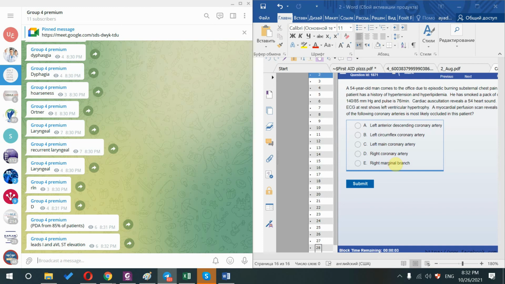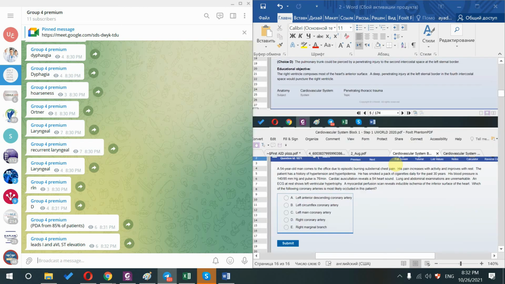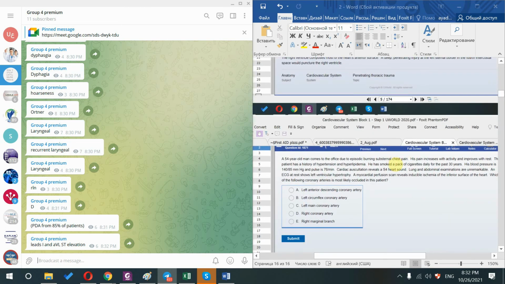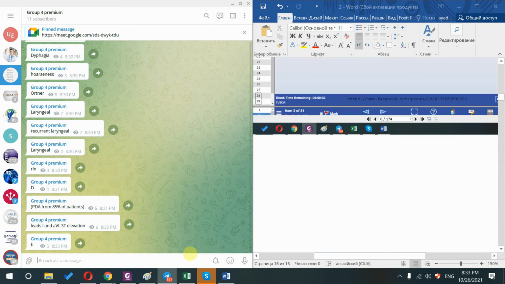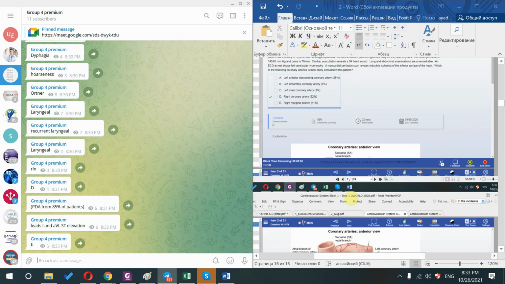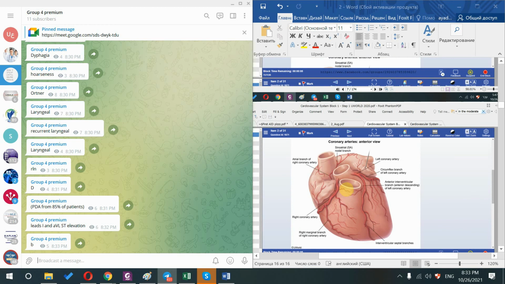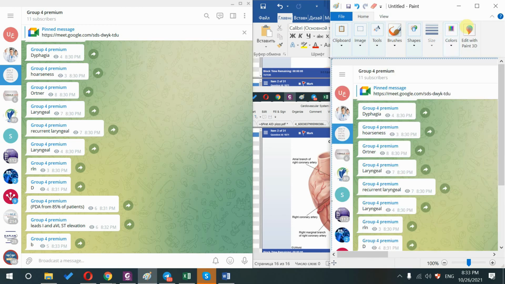But the correct answer here, the myocardial infarction, is in the D, right coronary artery, which supplies the inferior surface of the heart, which is basically the right ventricle. Let me show you. See the right coronary artery, guys? The heart is actually twisted like this. If you take this picture, you put it here.